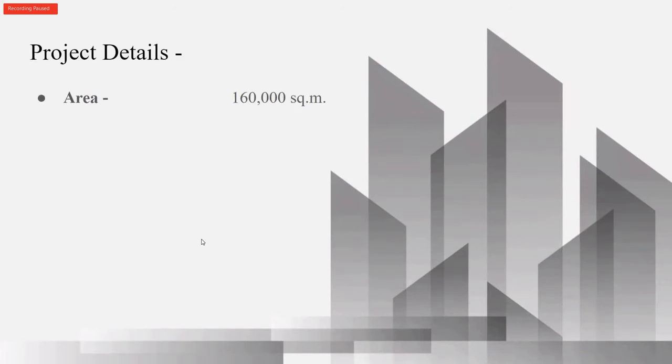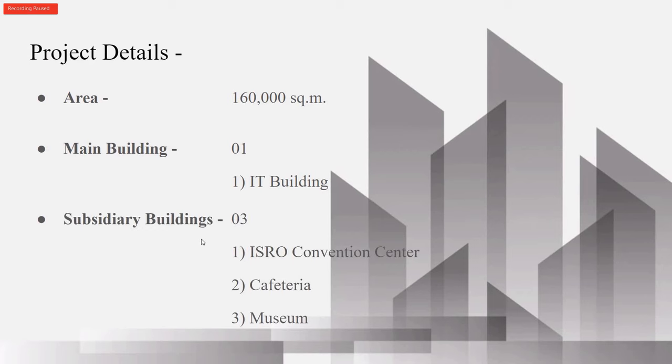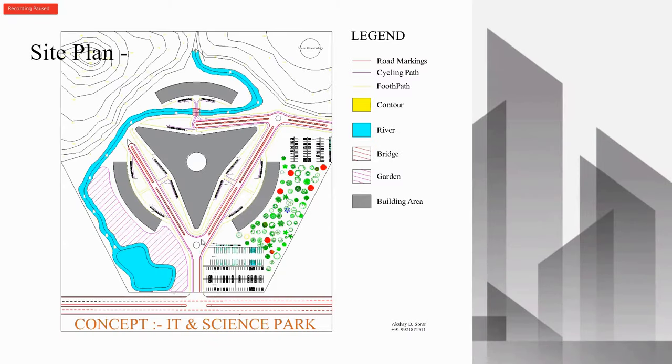And these are some project details. The area of the project is 1,60,000 square meter, which includes 400 meter length and 400 meter width. The project contains one main building, in the center, which is the IT building. And there are three tertiary buildings, mainly ISRO Convention Center, cafeteria, and museum. So this is the site plan.